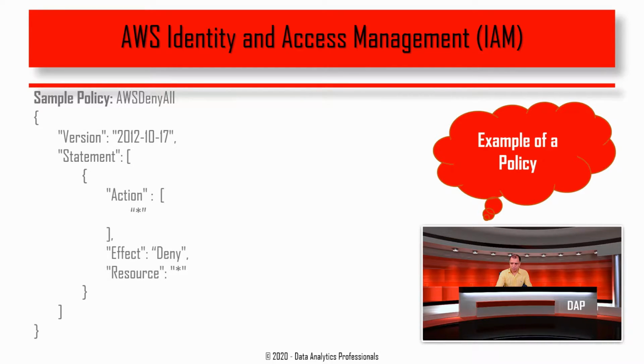Now here is another policy just to show you. Sample policy AWS deny all, and this is also a default policy, one of the default policies inside AWS. When you go into the policy section, you see that the version element is there and the statement element, and if you see the action element, all, effect, it could be either allow or deny. Because this policy is deny all, the effect is deny, and to all resources.